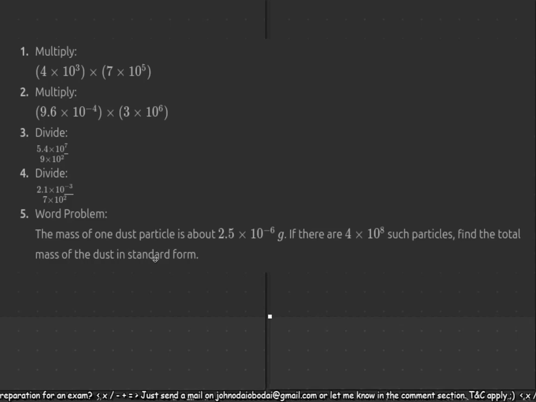So these are the exercises you have. That is 4 and then 1 word problem making 5. You can try your hands on them just to test your understanding.